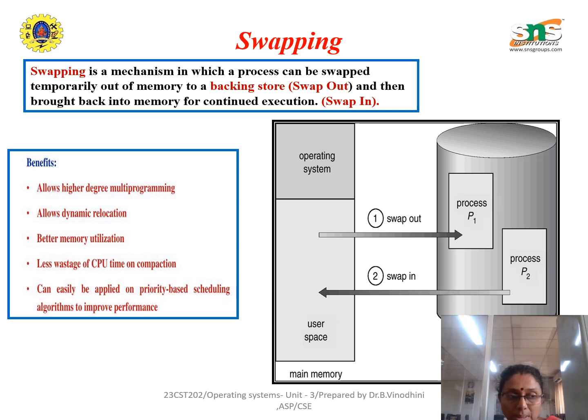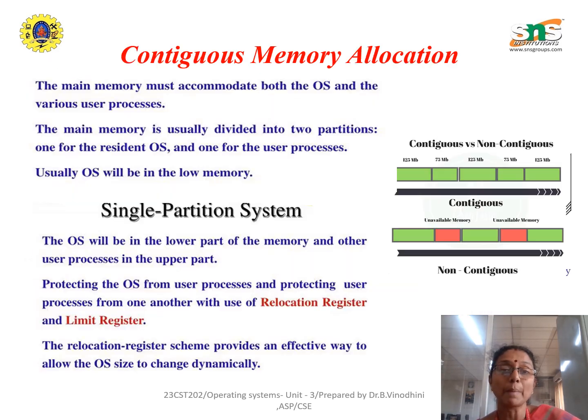Suppose some process is executing, and a highest priority process enters and needs the CPU. Then the currently executing process is preempted and the highest priority process uses the physical memory. That is what happens in the concept of swapping.